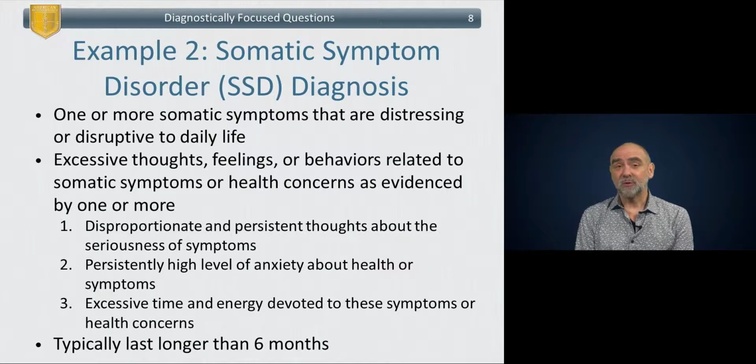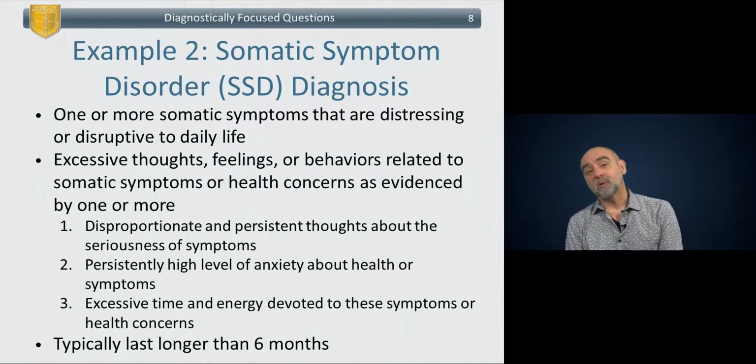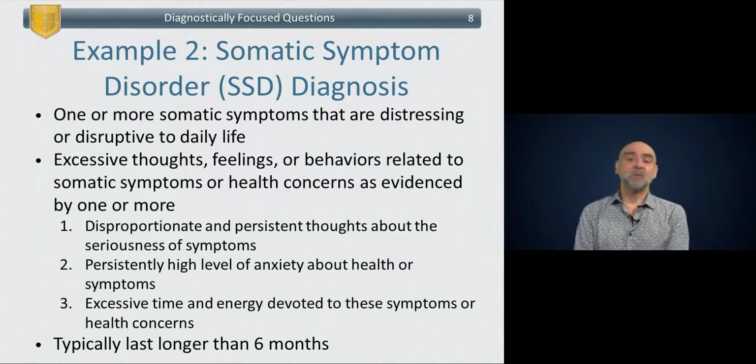But in addition, you also need excessive thoughts, feelings, or behaviors related to the somatic symptoms or health concerns, and it has to be evidenced by 1 or more of the following 3. Disproportionate and persistent thoughts about the seriousness of the symptoms. Notice that, wow, that overlaps with illness anxiety disorder. Persistently high level of anxiety about health or symptoms. Hey, that overlaps with illness anxiety disorder too. Excessive time and energy devoted to these symptoms or health concerns. Well, that also oftentimes overlaps with illness anxiety disorder.